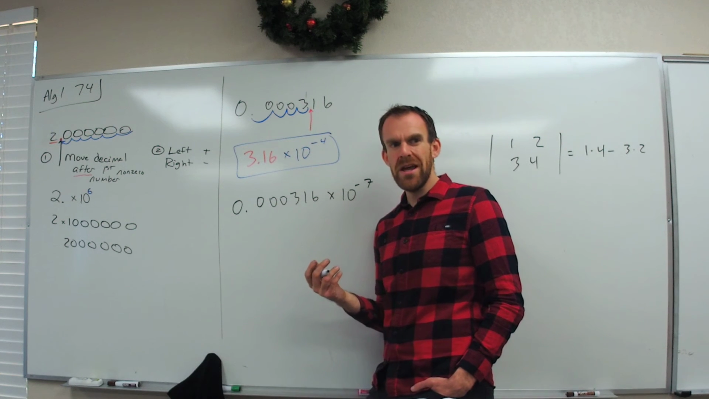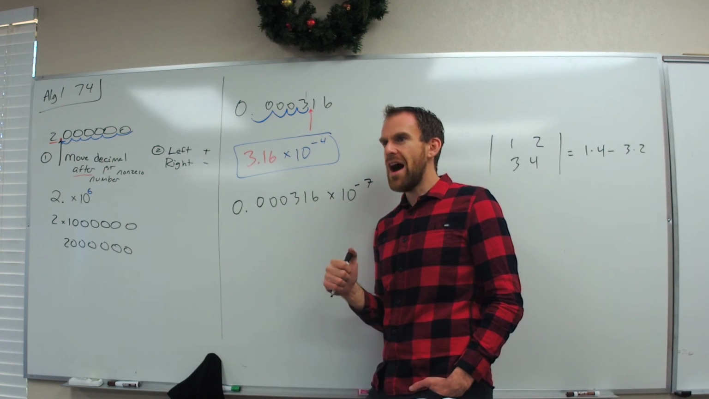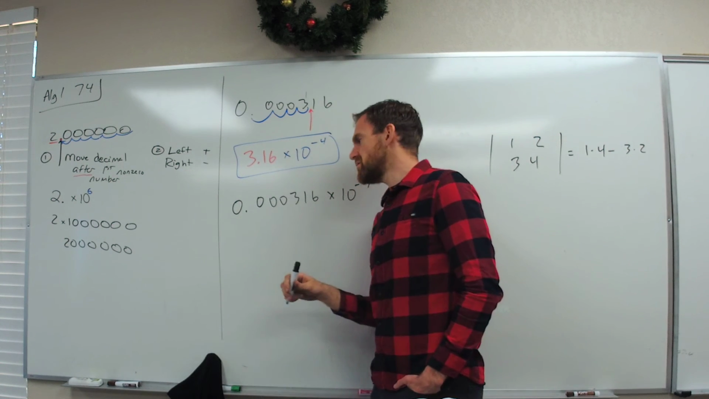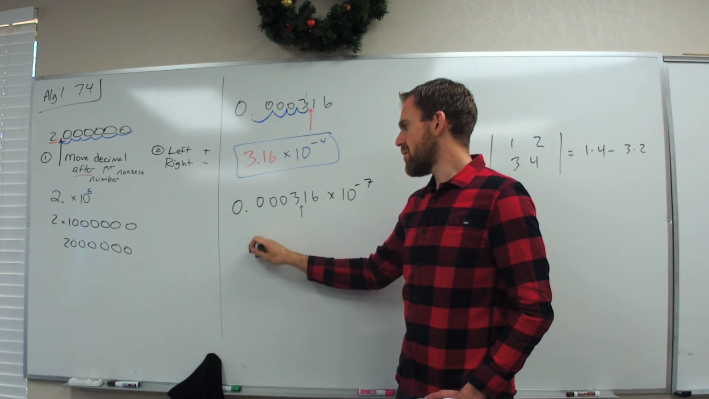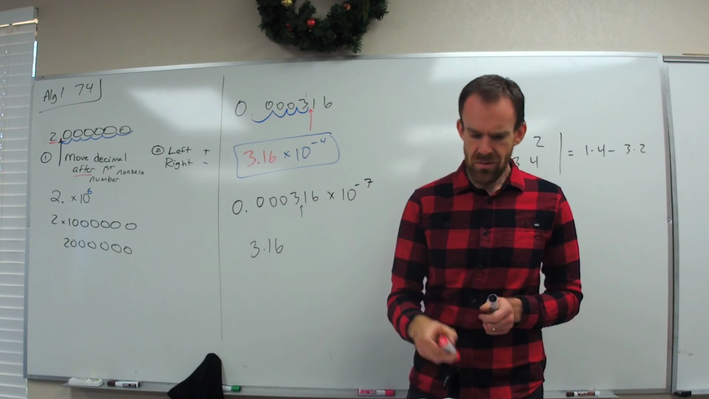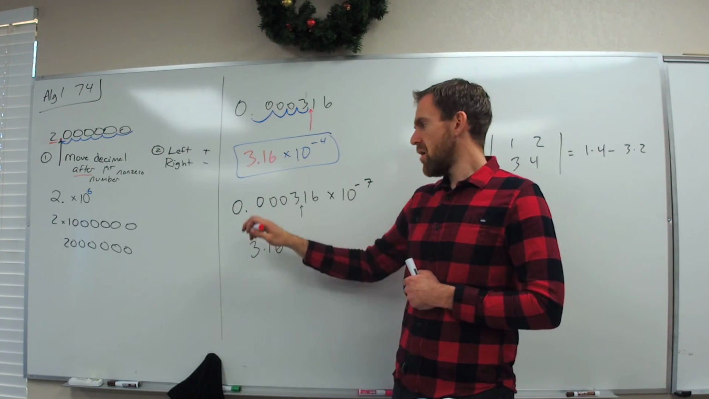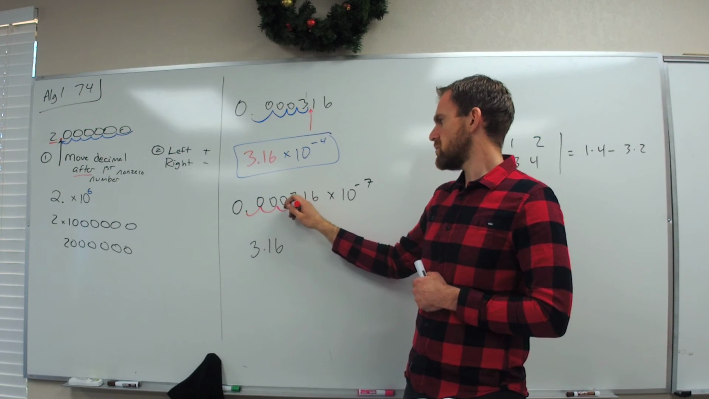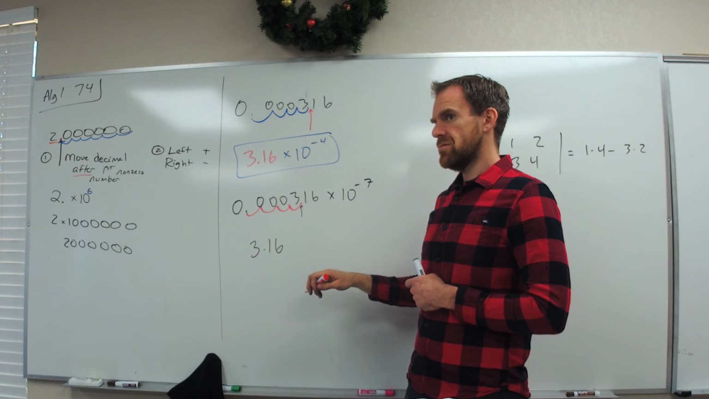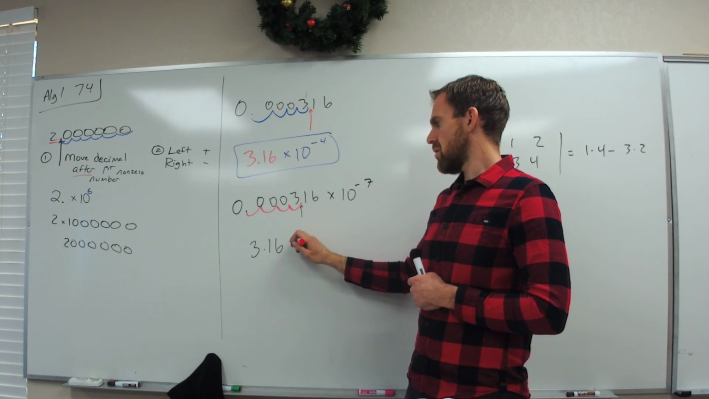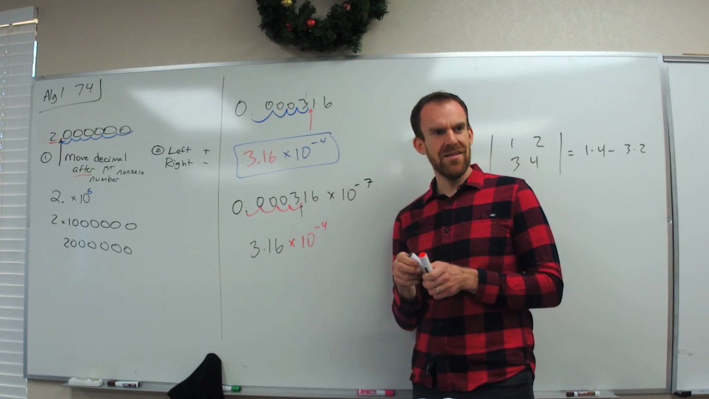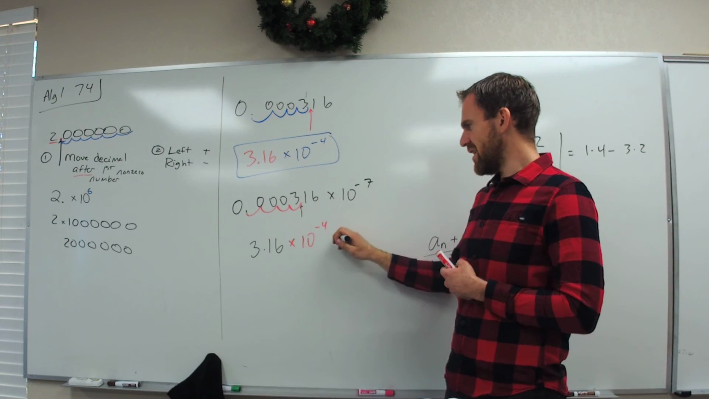Move the decimal point to the left, after the 3. And how many spots did I move it over? 7 to the left. Okay, good. Now what do I do with this times 10 to the negative 7? Well, I leave it there.